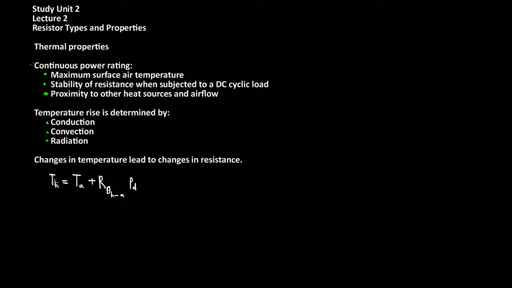The hottest part of a resistor is the hotspot temperature, and the hotspot temperature is given by this equation over here. TH is the hotspot temperature, or the hottest point on the resistor, and it is typically in the center of the resisting element. This hotspot temperature is given by the ambient air temperature, the thermal resistance between the hotspot temperature and the air, and the average power dissipated in the resistor.